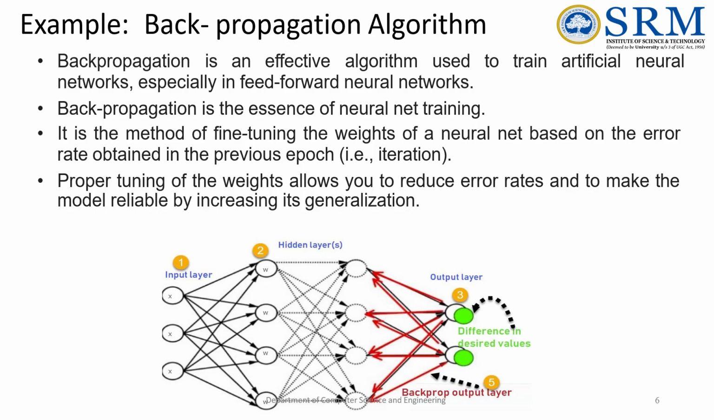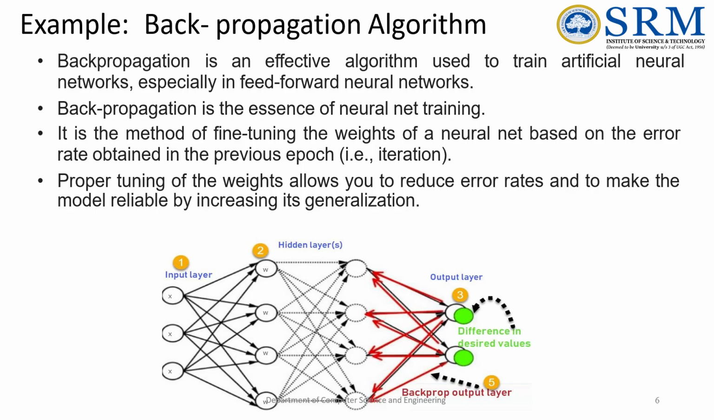Let me take a human example. A student answers a question incorrectly. The teacher corrects the answer. The student learns from the mistake and improves for the next time. So a prediction can lead to an error, and the correction can be done with learning. This is the basic principle of backpropagation.